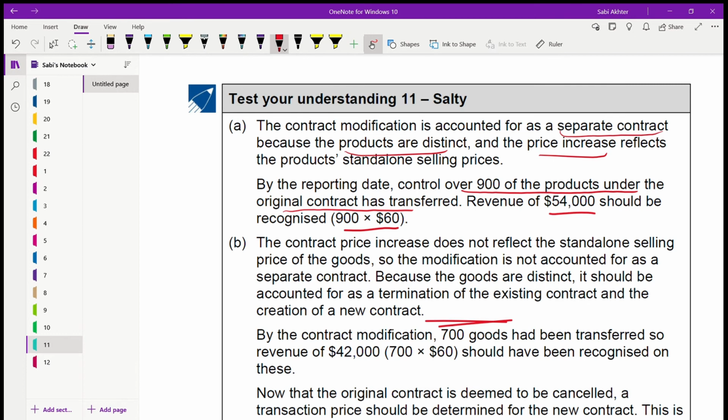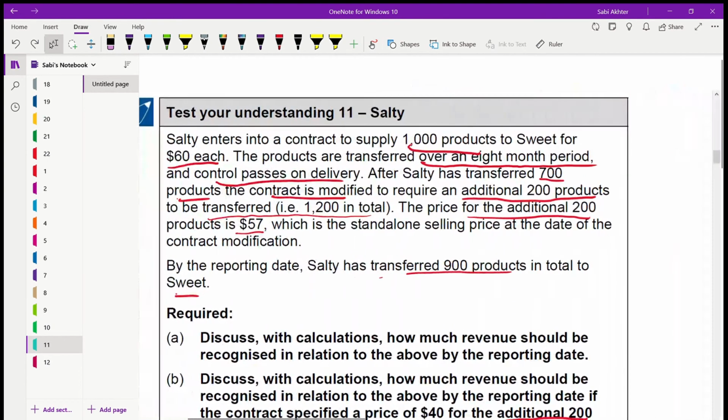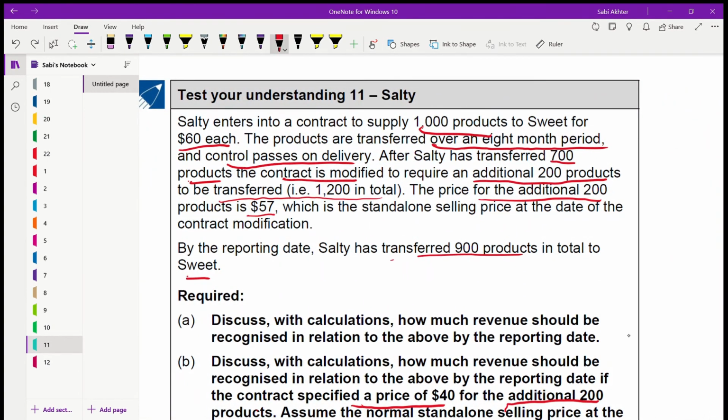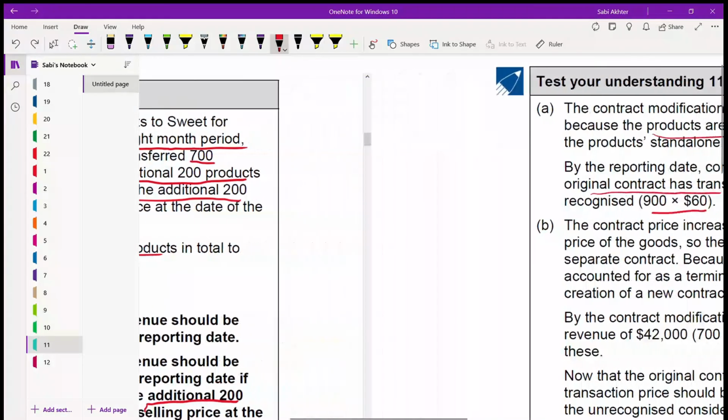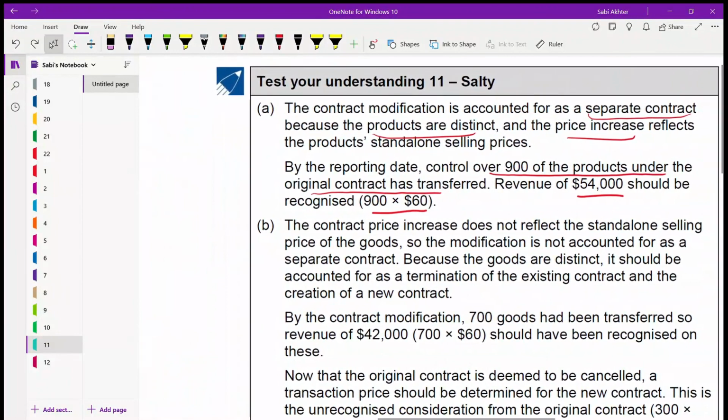Again, we'll check that. So they transferred 900 products, 900 into 60. Now let us go to the second one.